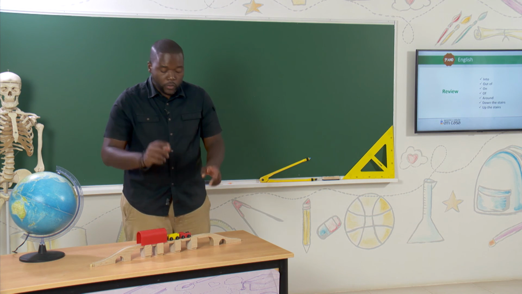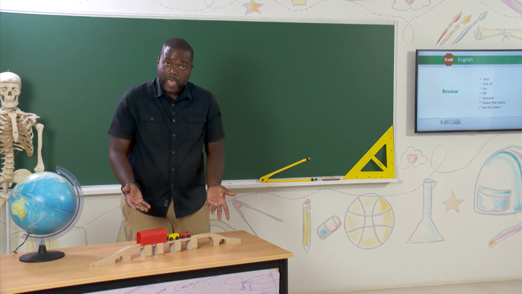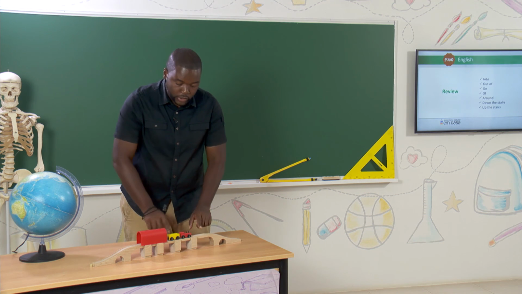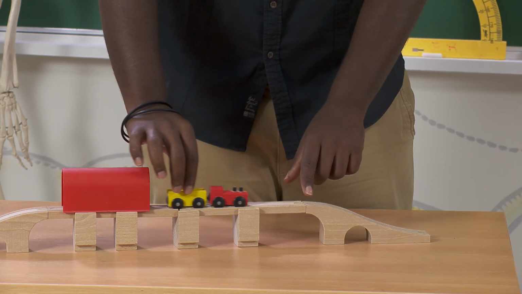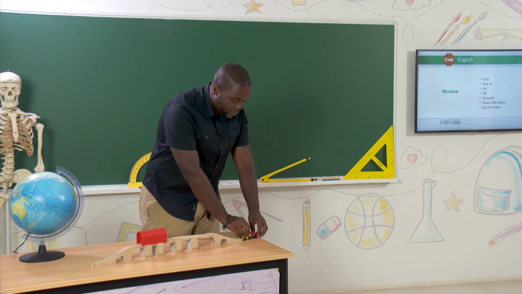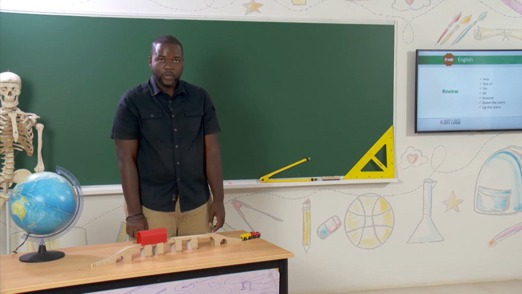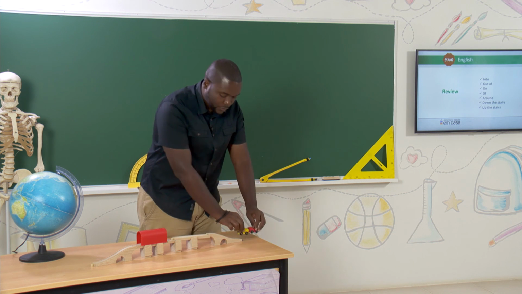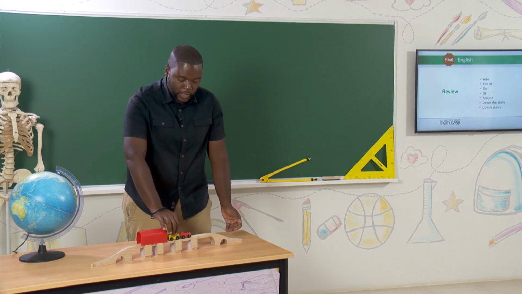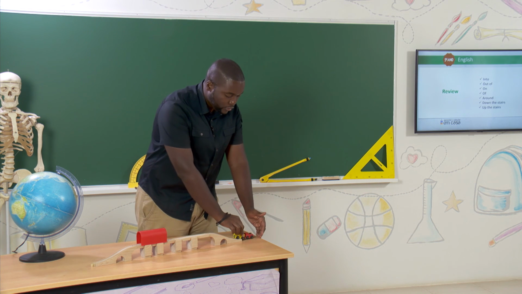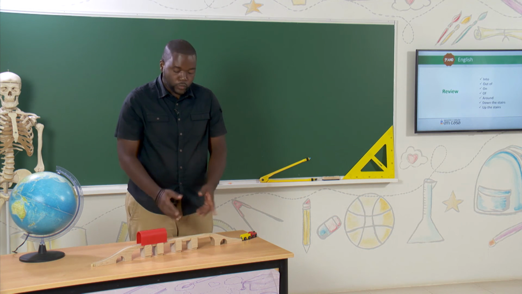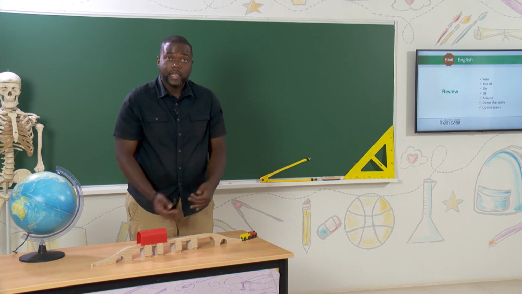All right, now we continue with the prepositions of movement and review. The train is now on the track. Look, the train is on the track. And now the train is off the track. I'm going to repeat it once again. The train is on the track, and now the train is off the track. So those were the two prepositions, on and off.